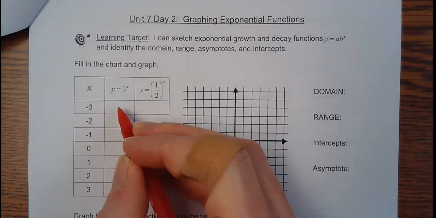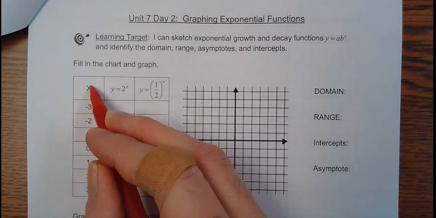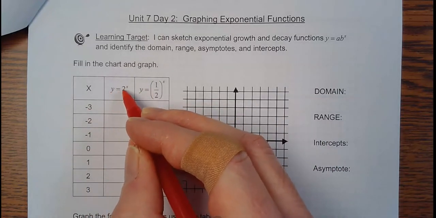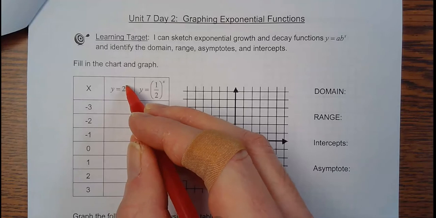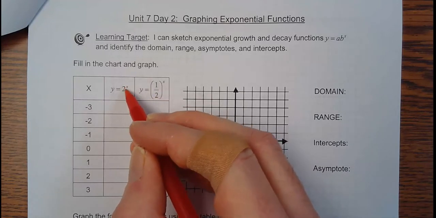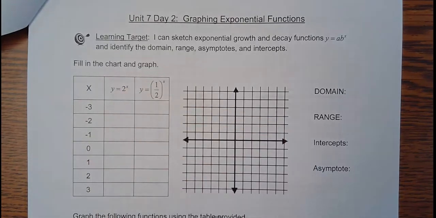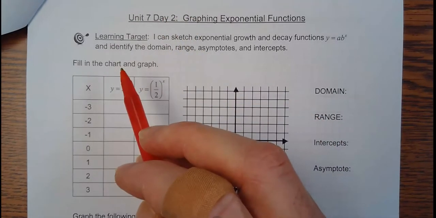So first off, look at this guy. I've got a t-table here, -3, -2, -1, and y equals 2 to the x power. Again, that's an exponential function. That's when the variable is in the exponent. So it has to be in the exponent.